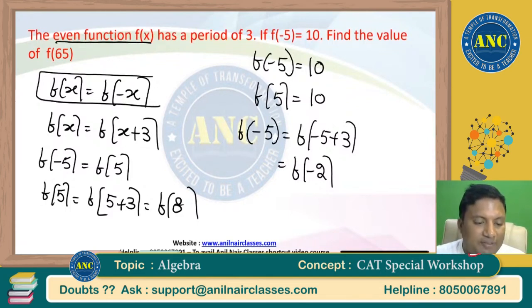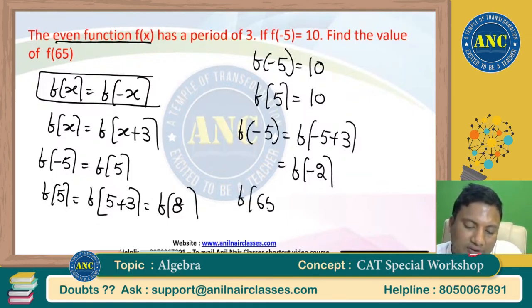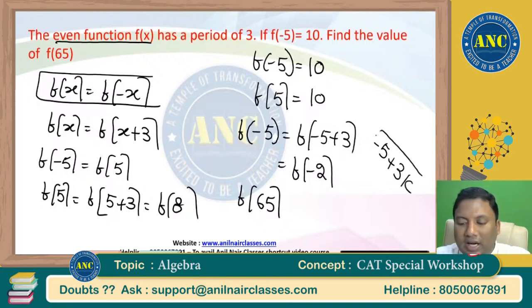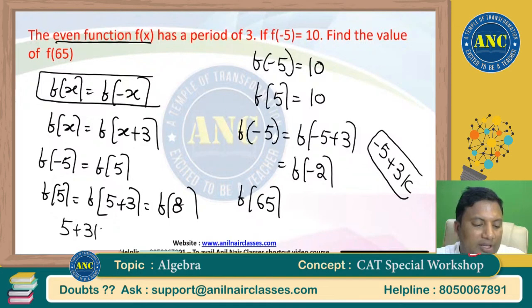F of 65. What is f of 65? 65 is nothing but, so it is either of the form minus 5 plus 3k or it is of the form 5 plus 3k. Answer will be the same.